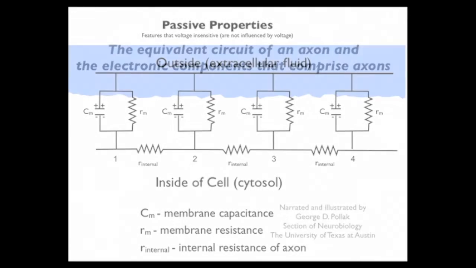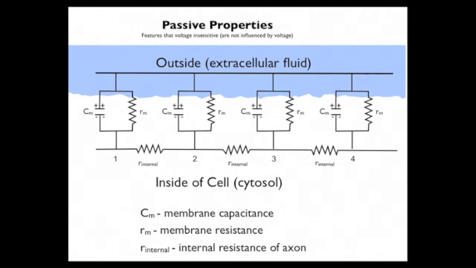In this movie, I'm going to discuss the equivalent circuit of an axon and the electronic components that comprise axons. So this is a drawing of the electronic components that comprise the axon. The outside is indicated in blue, that's the extracellular fluid, and the inside of the axon is indicated by white.